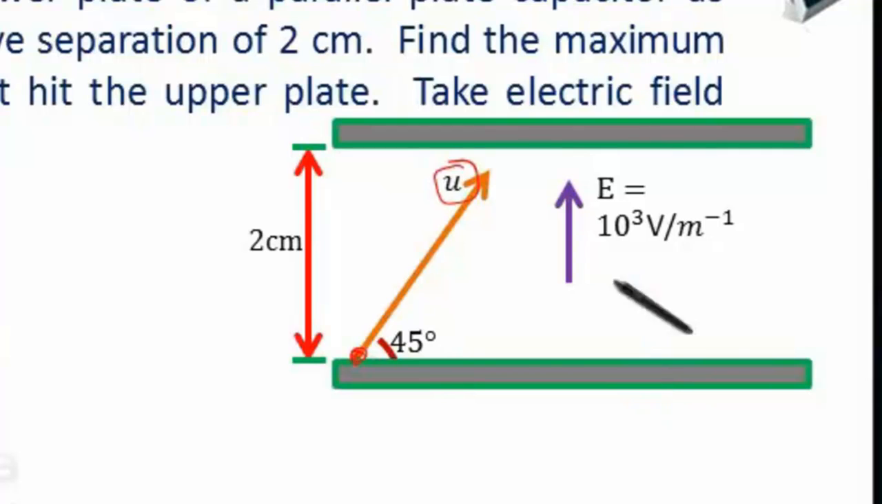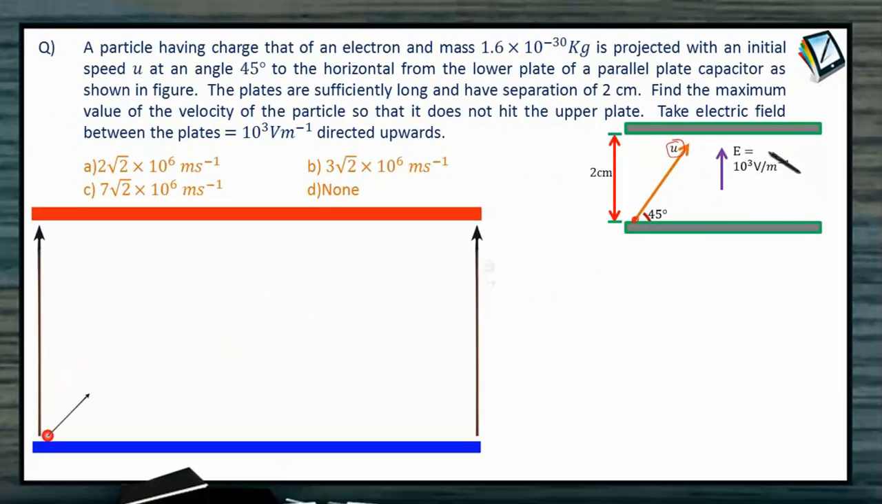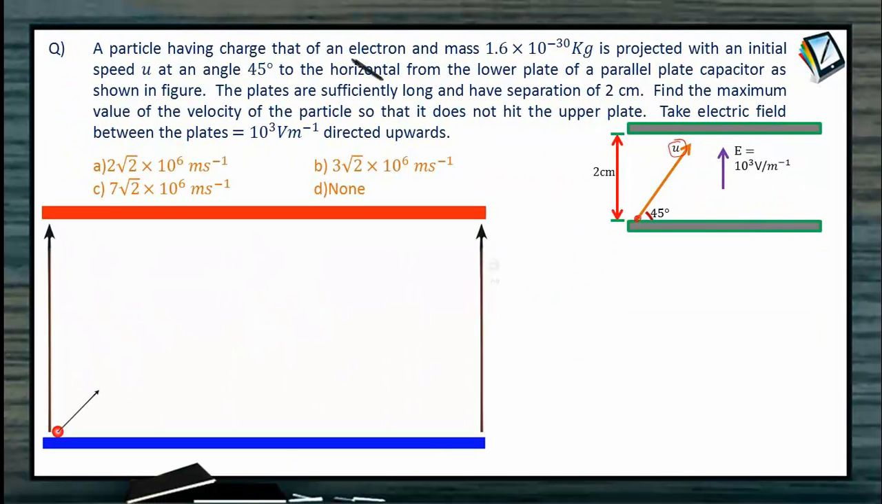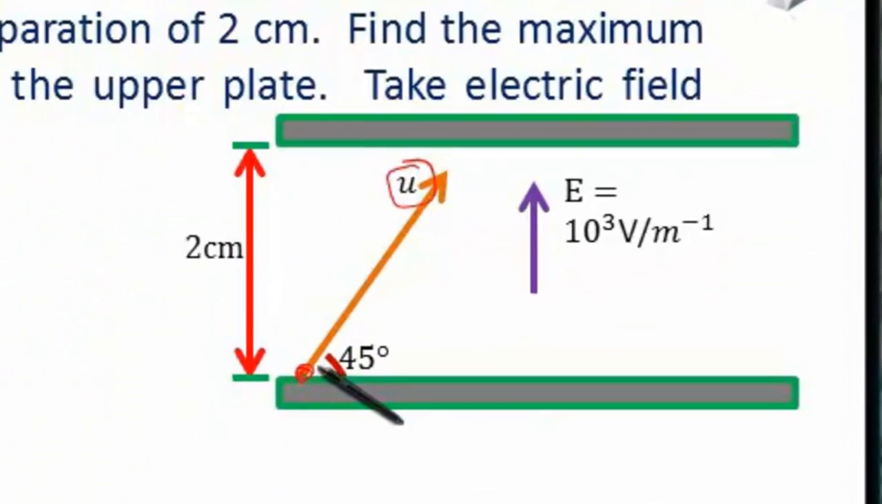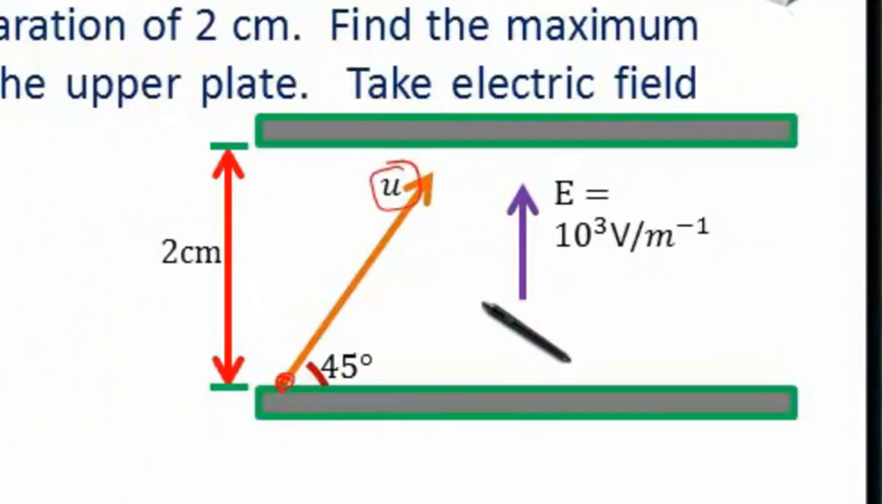Here, the electric field between the plates of the capacitor is given to be 10^3 volt per meter, and the charge is that of an electron. So this is a negatively charged particle. That means it will experience an electric force opposite to the direction of the electric field. So the force experienced by this particle would be vertically downward.